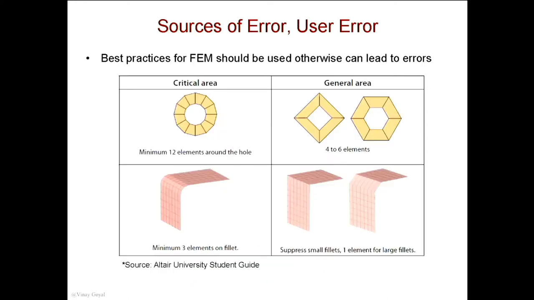Other errors that we've seen are people having very few elements around the hole, but if it's a critical area, at least 12 elements should be used around the hole. Another issue like this one I discussed: you could have a fillet, but represent it with no elements. If it's in a general area of no concern, that's not an issue, but for an area of concern, or an area that you want to explore carefully, just put in more elements and get about 3 elements around that fillet.